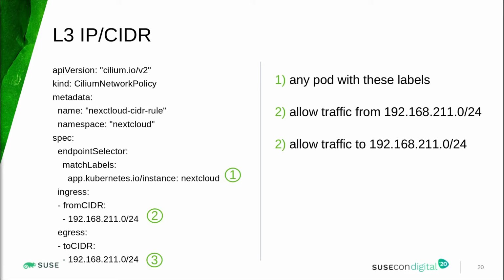We can also filter on IP range. We can even go further. We can restrict even more to a subset of IPs within this CIDR range. If we take this example, we have a /24 and we could just allow a /28, for example, from this /24 to go in ingress or egress.